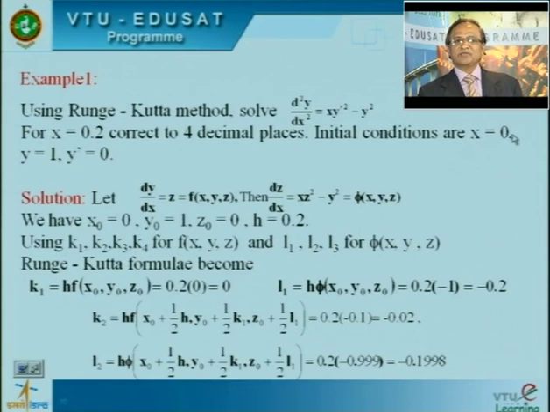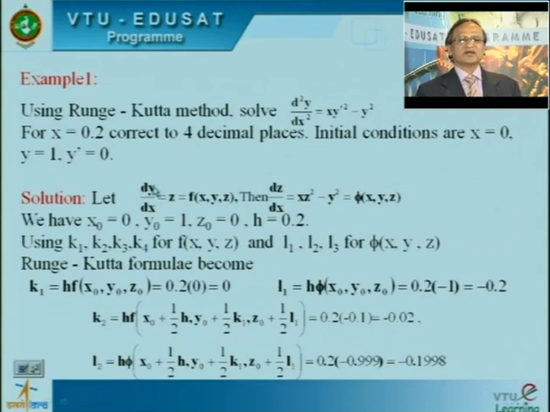So, at time t is equal to 0, what is the position? Y is equal to 1, right. So, what is the new position corresponding to t is equal to 0.2 that we want to obtain? How are we going to obtain it? Using the Runge-Kutta method.